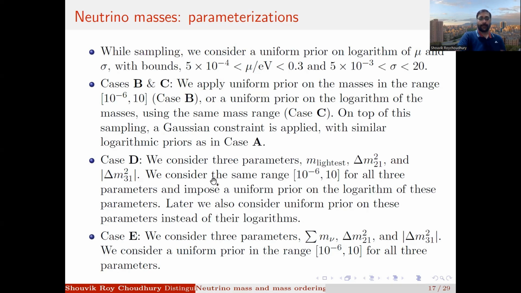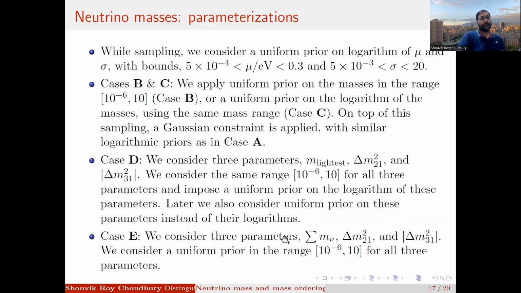For case D, we consider a separate scenario with 3 parameters: M lightest, delta M21 square, and modulus of delta M31 square. We consider the same range for all 3 parameters and impose a uniform prior on the logarithm of these parameters. So this is case D with log priors. Later we also consider uniform priors on these parameters instead of their logarithms, and there's a reason for that, which I will come to later.